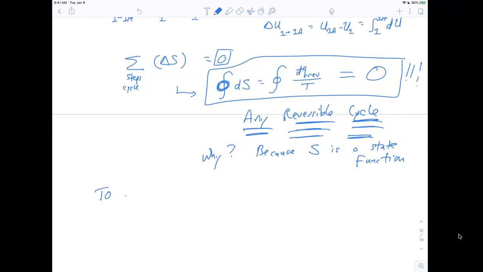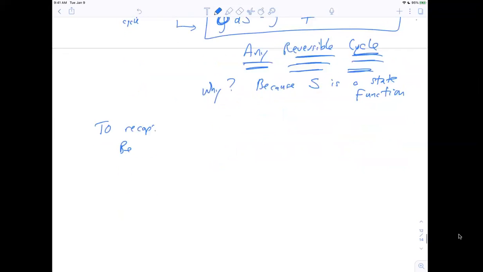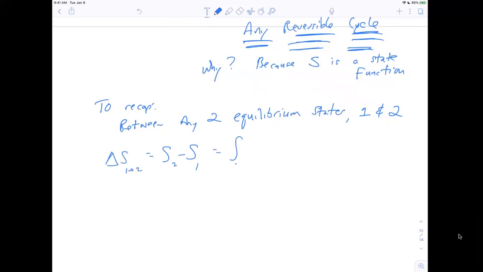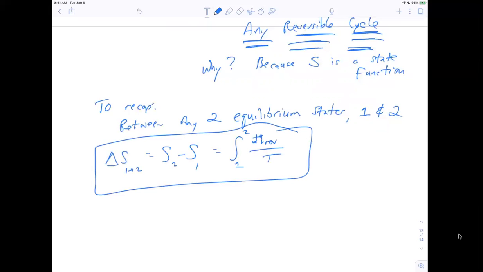Okay, so to recap, between any two equilibrium states or state points, and we'll call them 1 and 2, delta S from 1 to 2, which is equal to S2 minus S1, is equal to the integral from state 1 to state 2 of dq reversible over T. So you might think of this as a prescription, or perhaps some way to think about it.